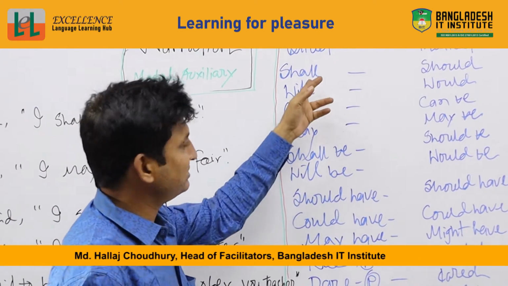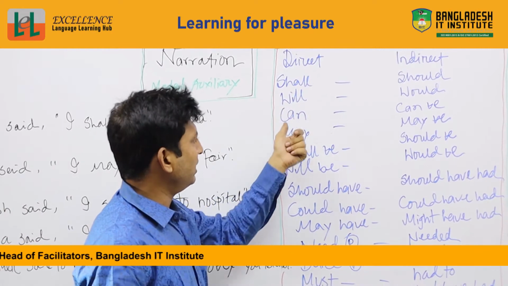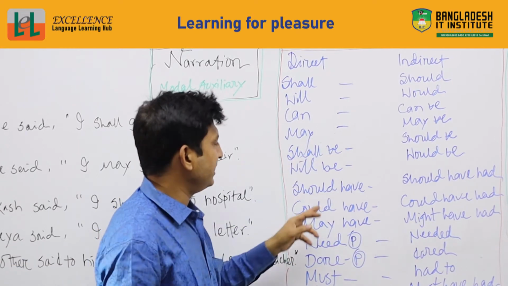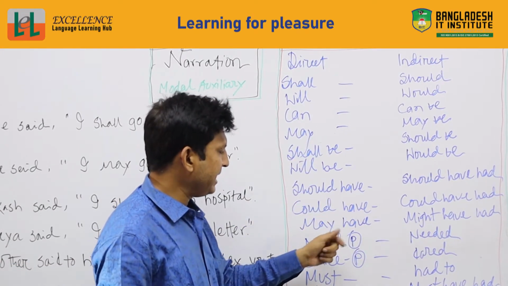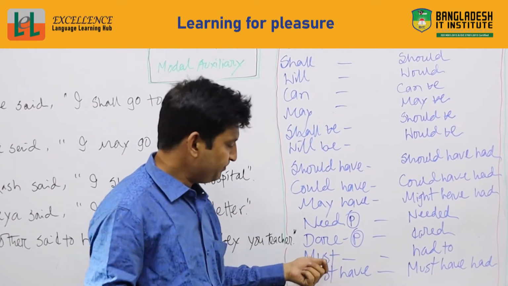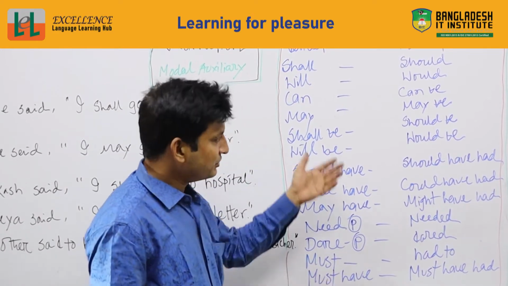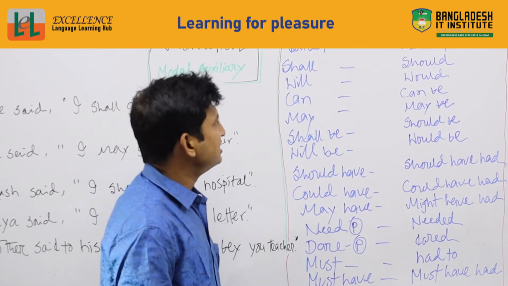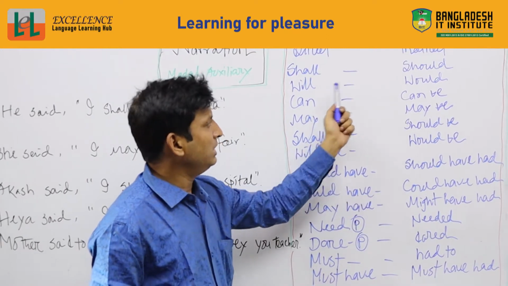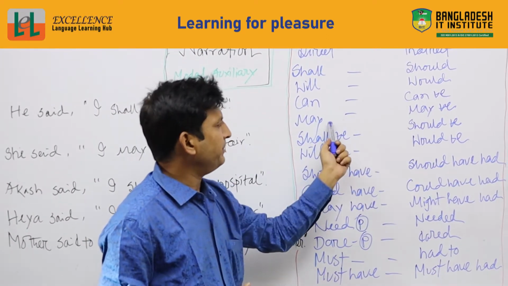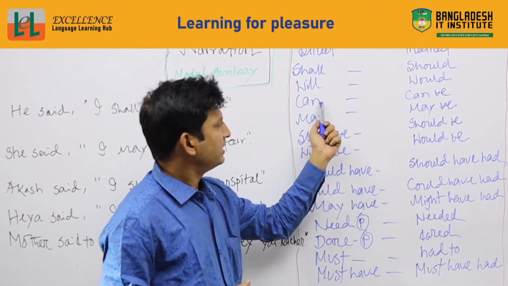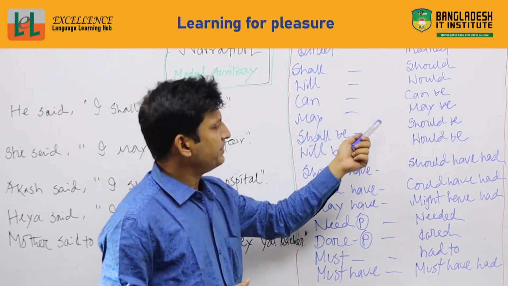In direct speech, if you get shall, will, can, may, shall be, will be, can be, may be, should have, could have, may have, need, if it is used as a principal verb, and dare, same, okay, must and must have. So what will happen in indirect speech? If we get any modals, shall in indirect will be should, will will be would, can will be could, may will be might. Shall be, should be, will be, would be, can be, could be, may be, might be.